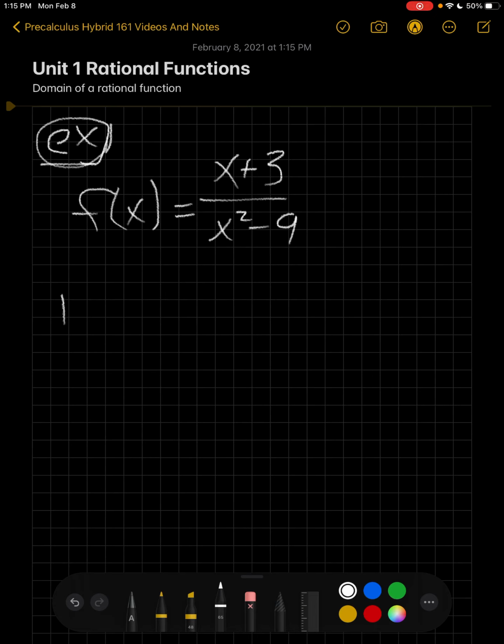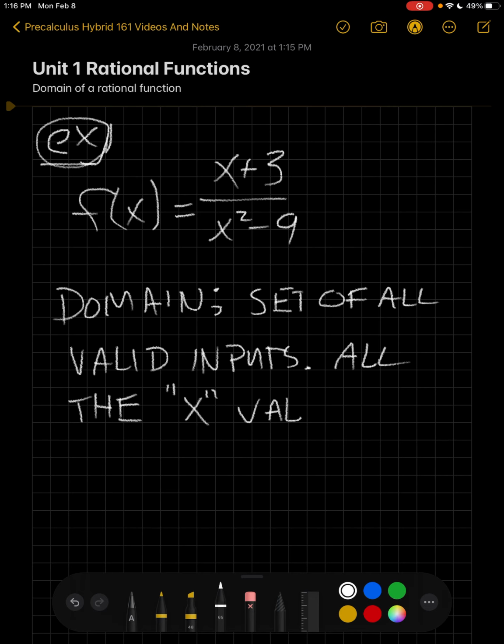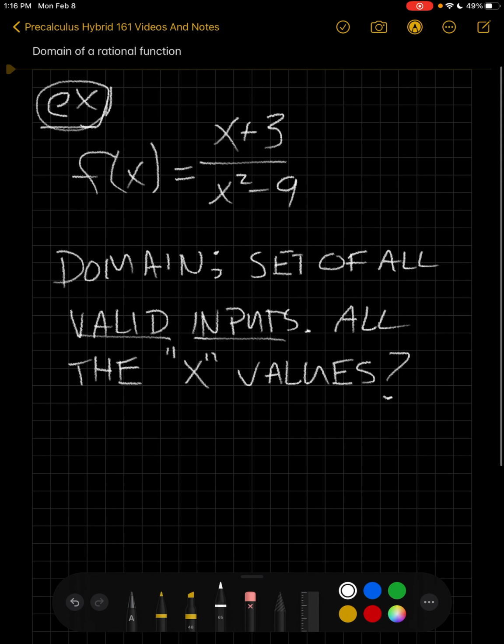So remember that the domain of a function is the set of all valid inputs. Some students think of it as all the x's. But what do we mean by valid input here? What does it mean to be a valid input? What we mean is that when I plug a value into this function, that it has a definite, defined answer.